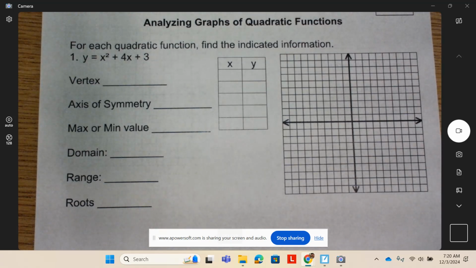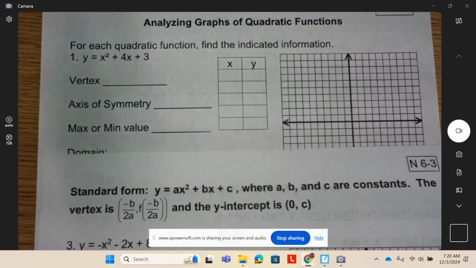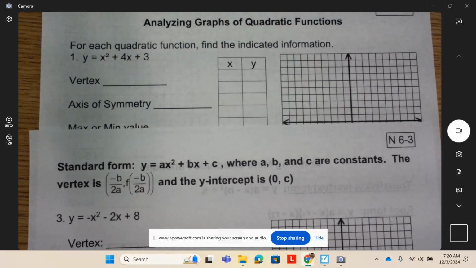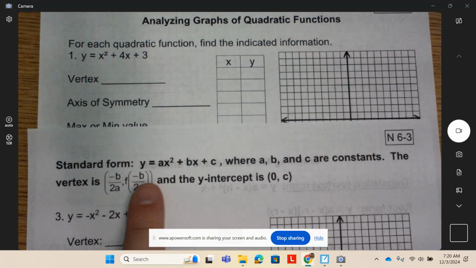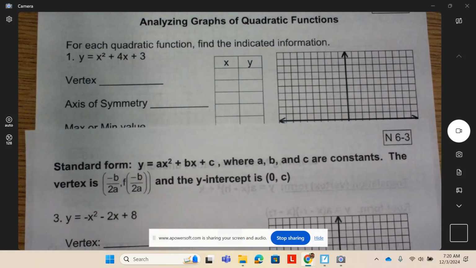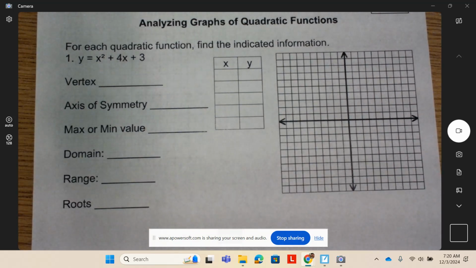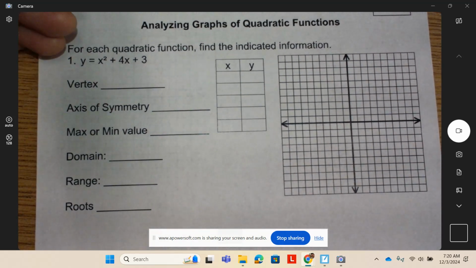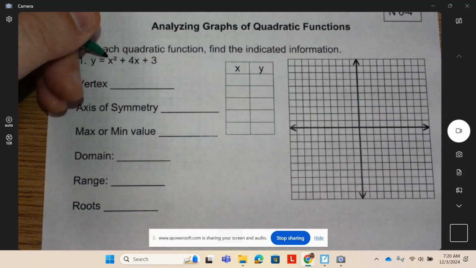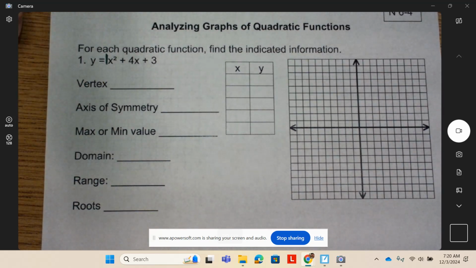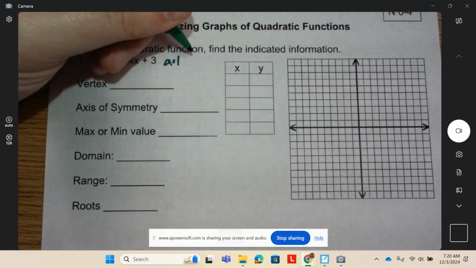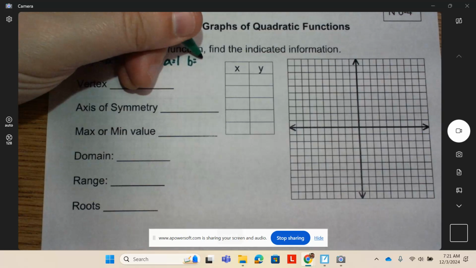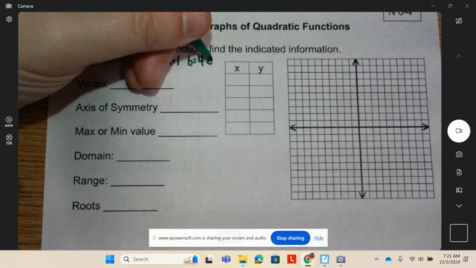So finding that vertex and axis of symmetry, if we look back at our notes from 6.3, in standard form the vertex x value would be negative b over 2a, and then plugging that number into the formula and solving it. First of all, let's label our a, b, and c. For a, remember there's an invisible 1 in front of that x squared, so a would be 1. b is a 4. And c is 3.